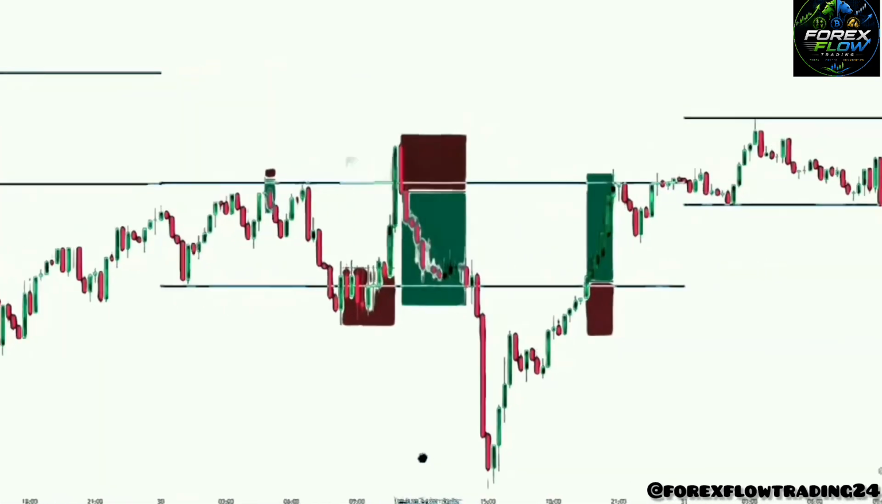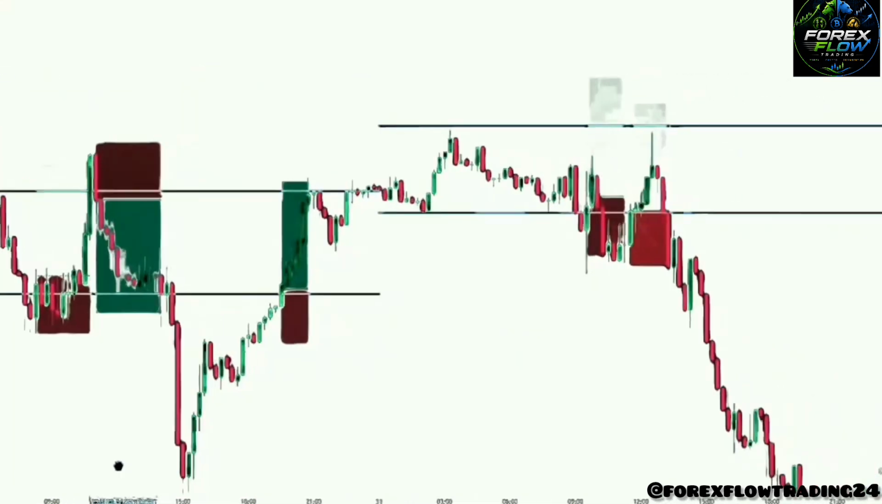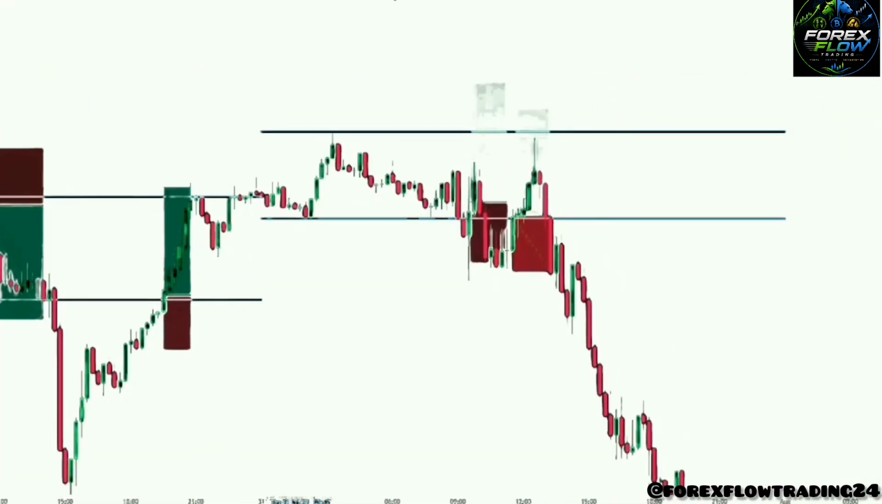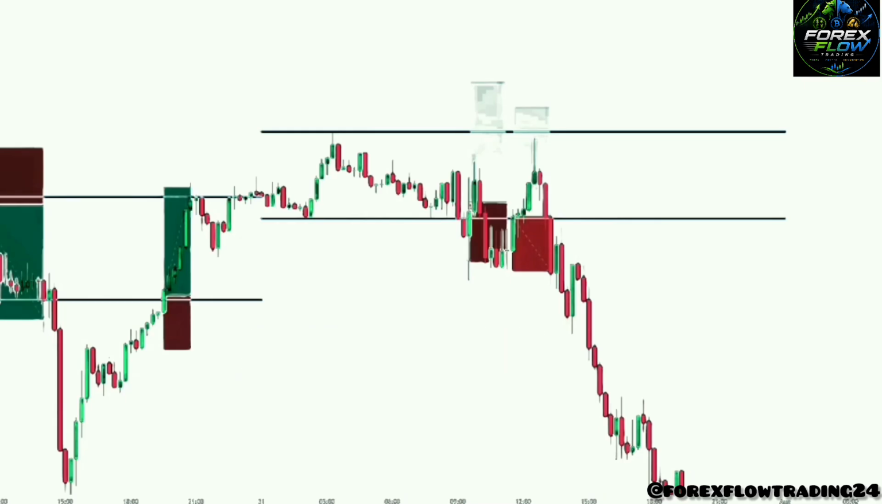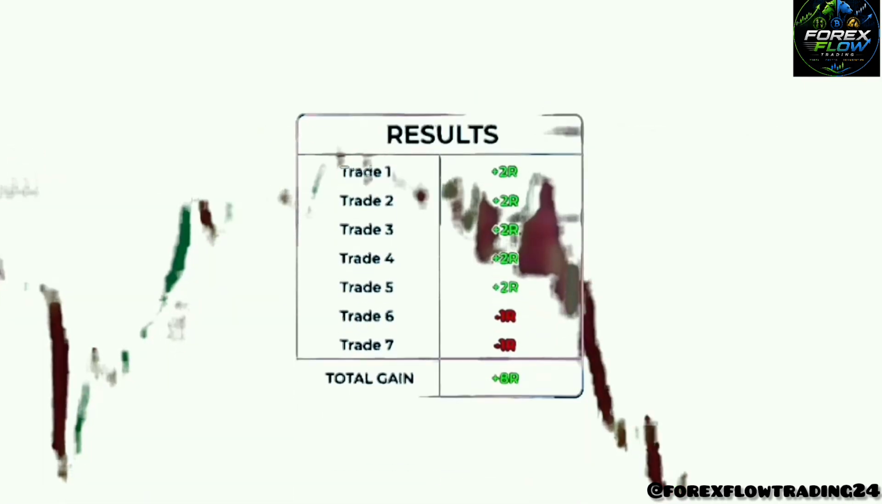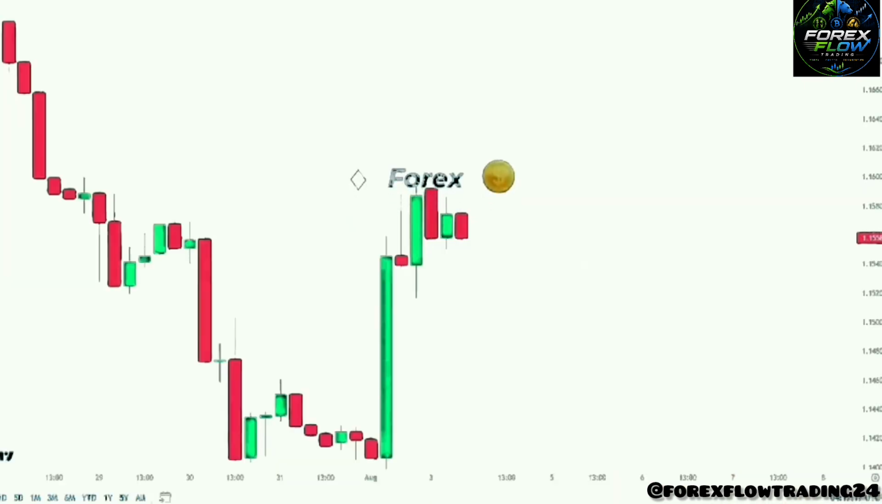Now, of course, if we want to get a more accurate performance, we would need to backtest using way more than just 7 trades. So I definitely recommend you test it yourself on a larger sample. But the point of this is just to show that even with using just the basic version of the system, it can achieve profitability in real trading scenarios. Now, before we continue, let's see how the strategy performs on the Forex market.